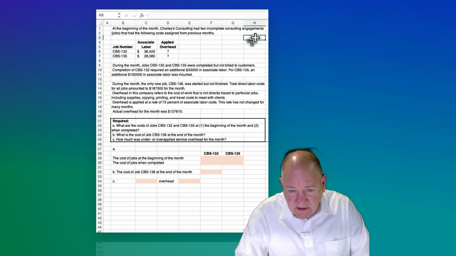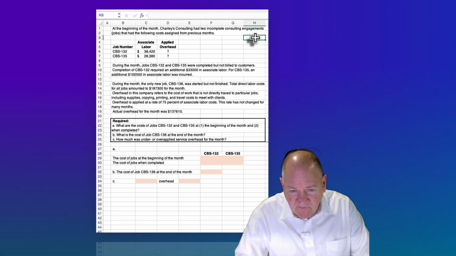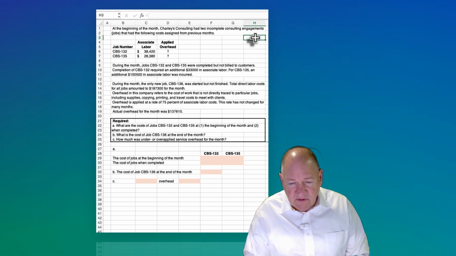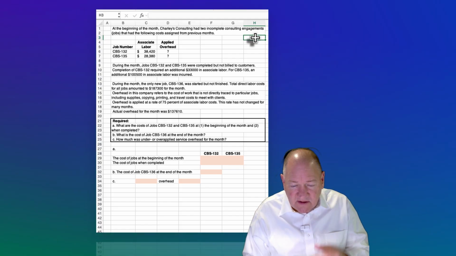All right, during the month, jobs CBS 132 and CBS 135 were completed but not billed to customers. The completion of CBS 132 required an additional $33,000 in associate labor, and job 135, an additional $100,500 in associate labor was incurred. During the month, there was only one new job, CBS 136. It was started, but it was not finished.